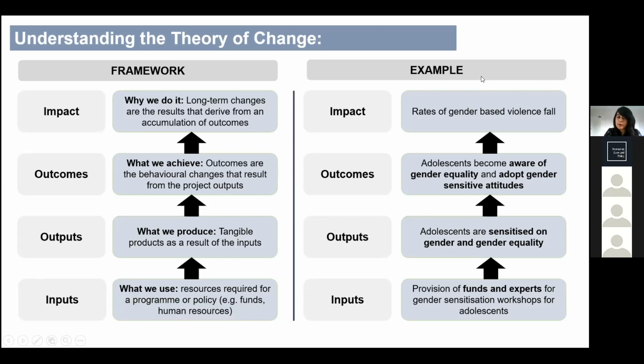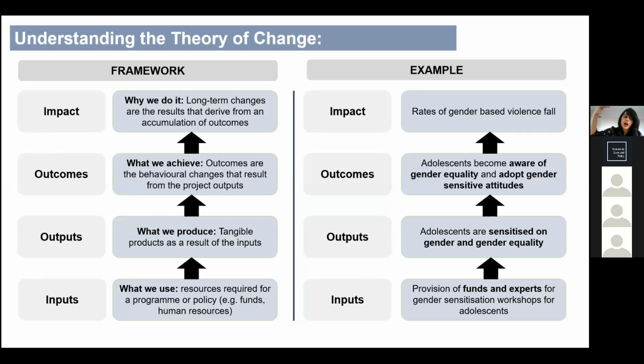So in our example, we will give the example that, for example, rates of gender-based violence fall in that locality, wherein adolescents, through the input of workshops on gender sensitization, were trained and sensitized, which was the immediate output, which led to an awareness of gender equality and the adoption of gender-sensitive practices, which is the outcome, which eventually led to the rates of gender-based violence falling, which is the impact. And that is your theory of change.